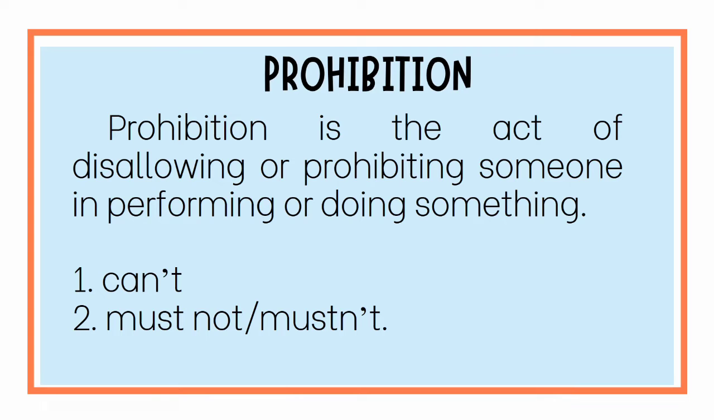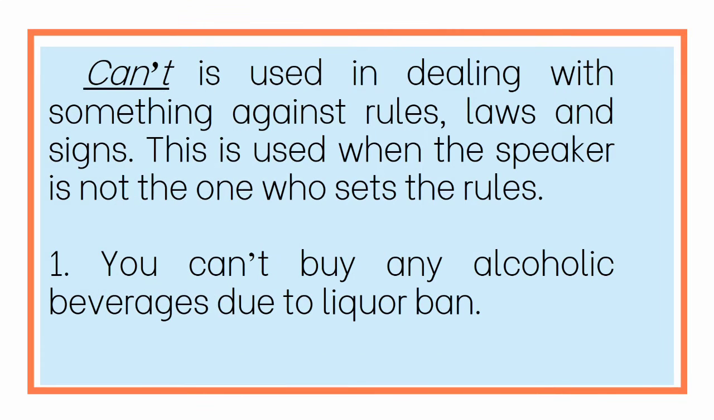Next is prohibition. Prohibition is the act of disallowing or prohibiting someone in performing or doing something. And the modals to show prohibition are can't and must not or mustn't. Can't is used in dealing with something against rules, laws, and signs. This is used when the speaker is not the one who sets the rules. Example: you can't buy any alcoholic beverages due to liquor ban.